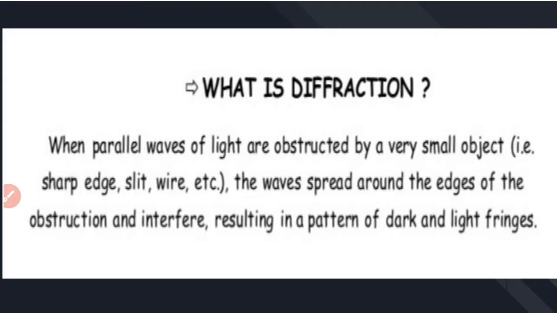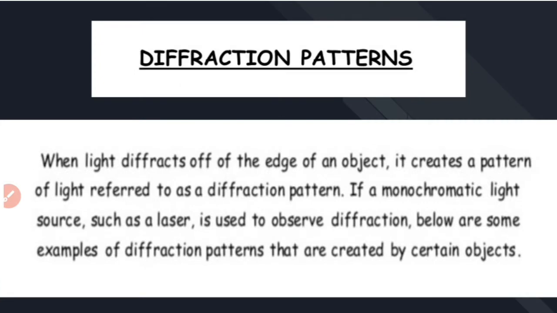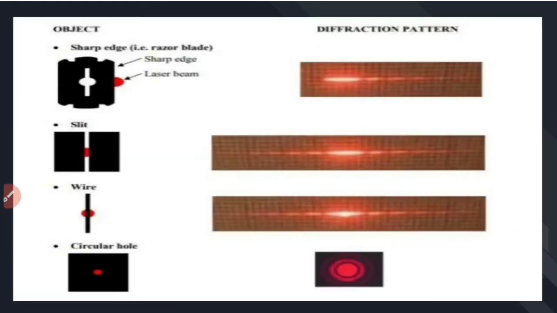What is diffraction? When parallel waves of light are obstructed by a very small object, that is sharp edge, slit, wire, etc., the waves spread around the edges of the obstruction and interfere, resulting in the pattern of dark and light fringes. When light diffracts off of the edge of an object, it creates a pattern of light referred to as diffraction pattern. If monochromatic light source such as laser is used to observe diffraction, below are some examples of diffraction patterns that are created by certain objects.